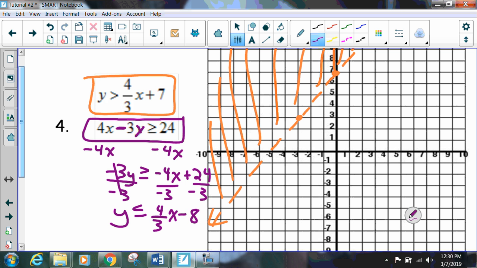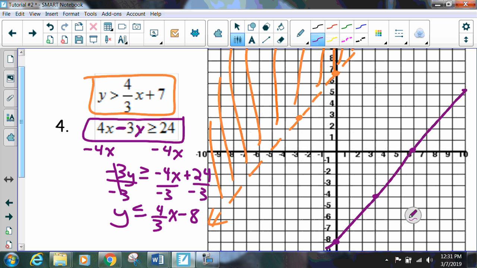So we're going to go ahead and graph that. Our y-intercept's negative 8. Our slope is up 4 over 3. We can do that a couple times, up 4 over 3. Do we make this a solid or a dotted line? Let's see, we're going to make it a solid line because we have the equal.